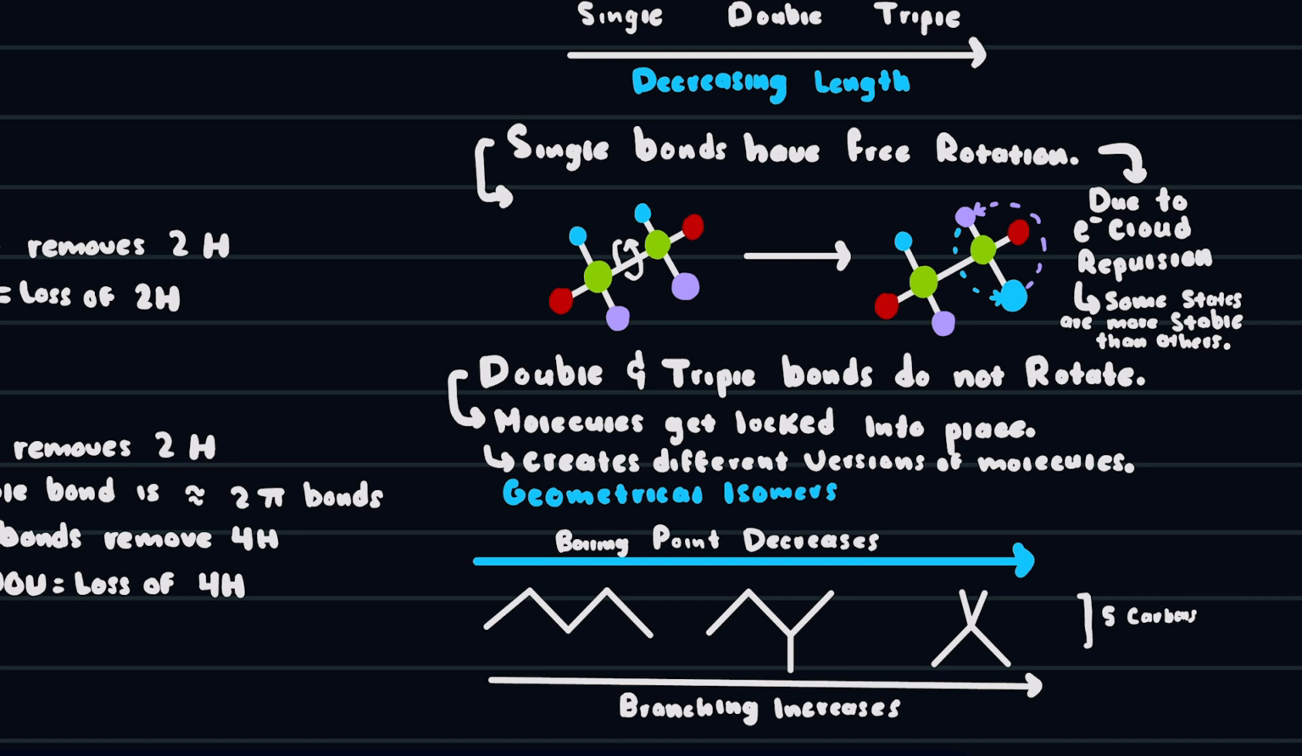The way pi bonds are created through double and triple bonds is that pi bonds involve certain orbital overlaps that prevent that free rotation. So it locks the molecule into a certain state even if it's energetically unfavorable. So due to the creation of different versions of these molecules, we will now dive into what are called geometrical isomers, which is when it's the same molecule. It's not a different arrangement as we saw with structural isomers where the branching changed. It will be the same molecule just in a slightly different position, which we will get into when we go over alkene nomenclature.